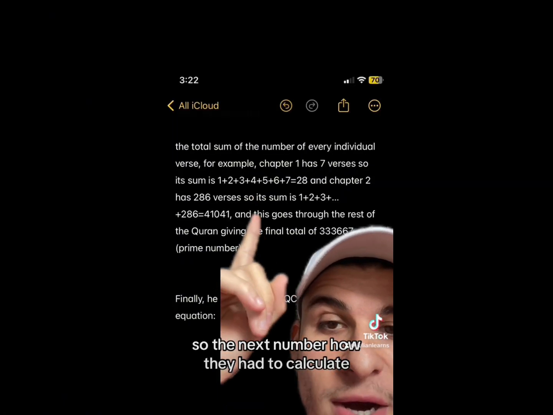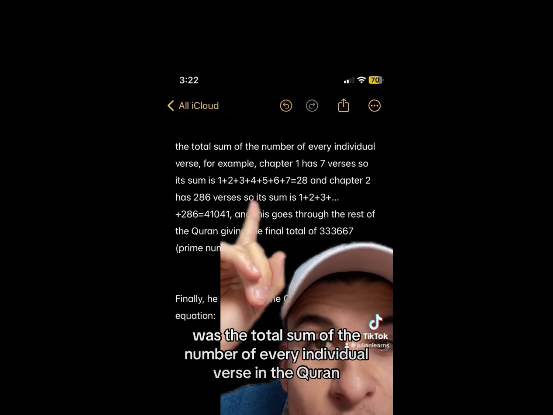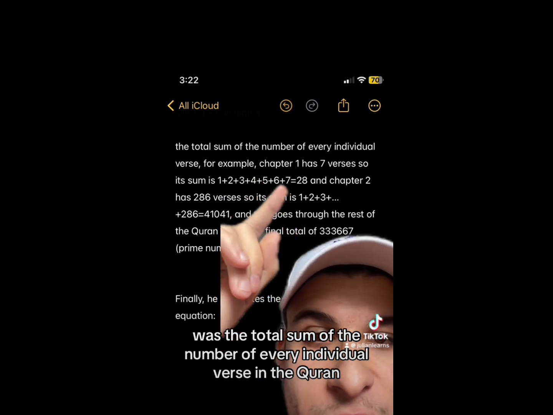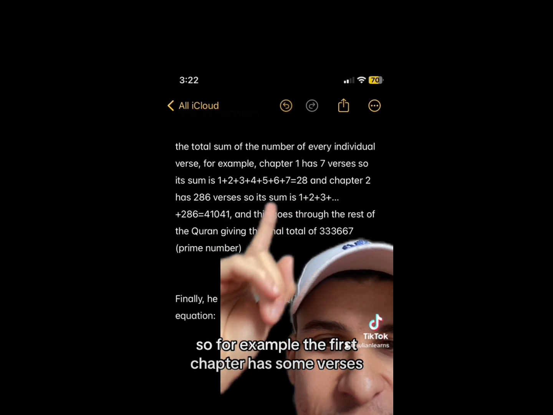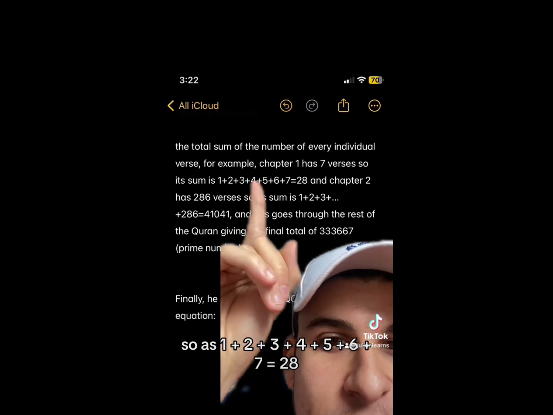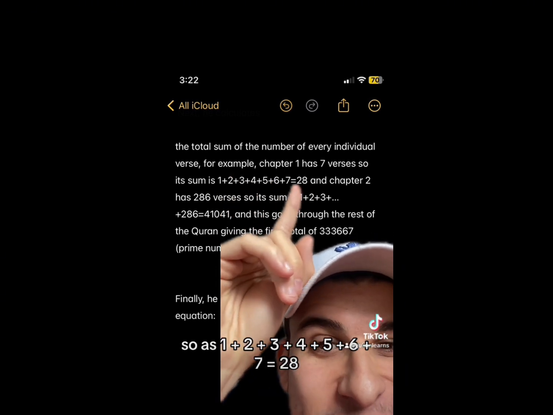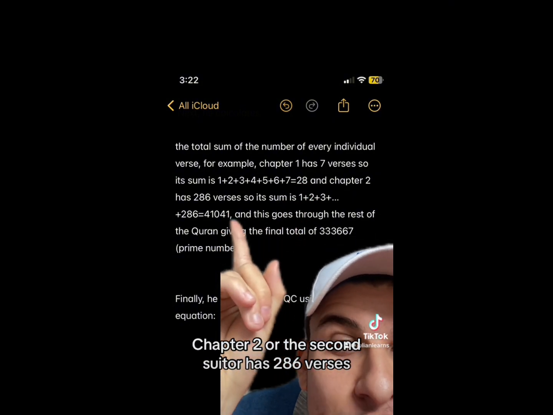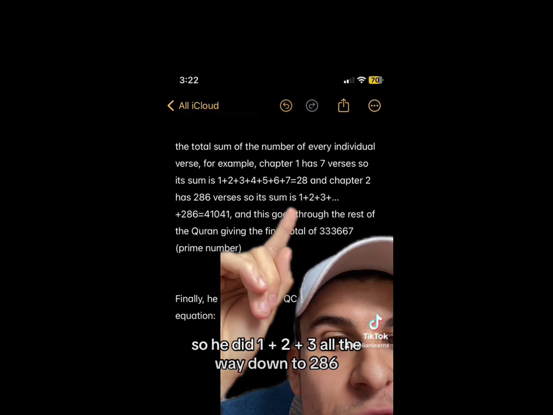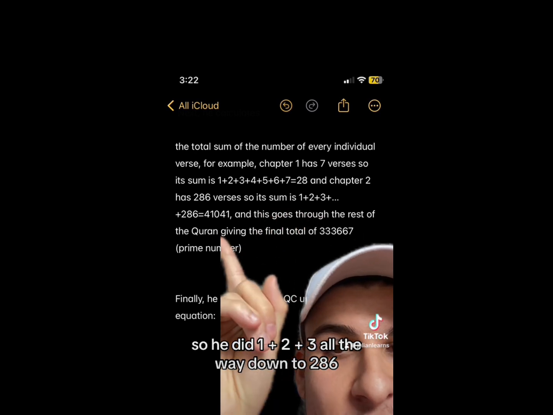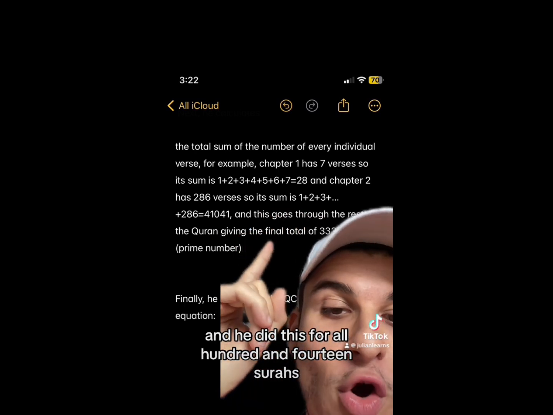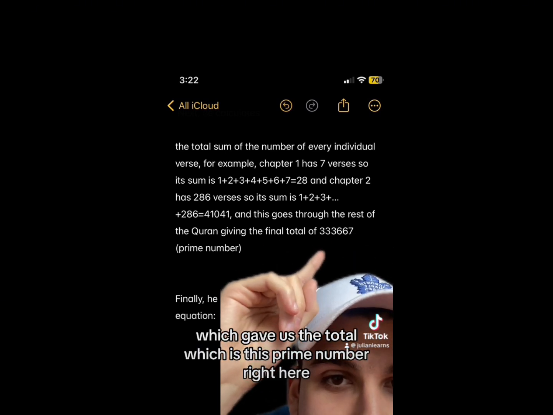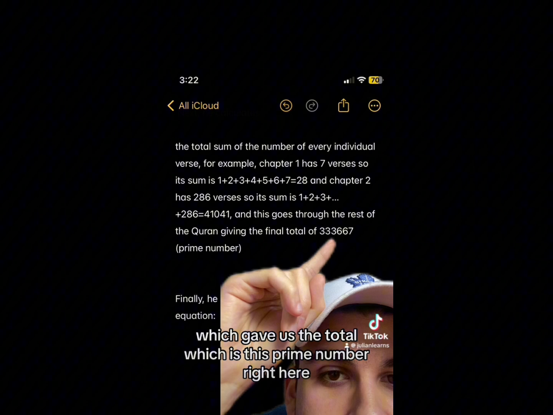So the next number Khalid had to calculate was the total sum of the number of every individual verse in the Quran. So for example, the first chapter has 7 verses. So it was 1 plus 2 plus 3 plus 4 plus 5 plus 6 plus 7 equals 28. Chapter 2, or the second surah, has 286 verses. So he did 1 plus 2 plus 3 all the way down to 286. And he did this for all 114 surahs, which gave us the total, which is this prime number right here.